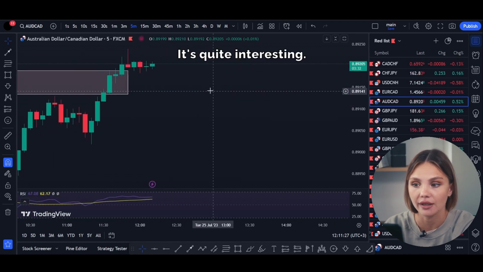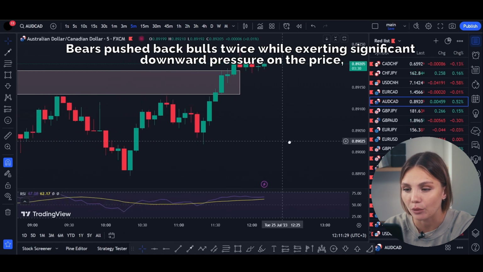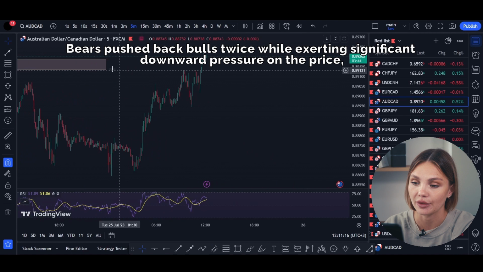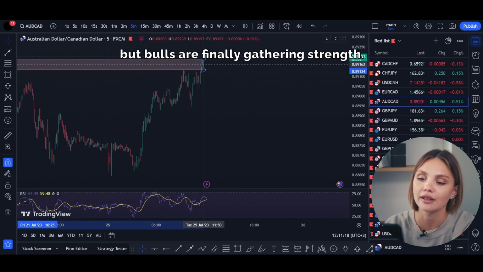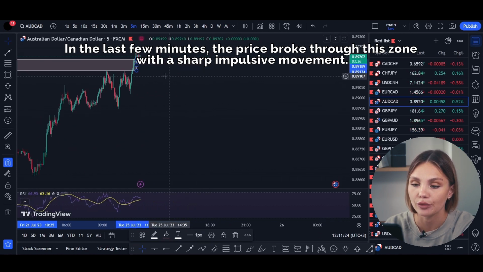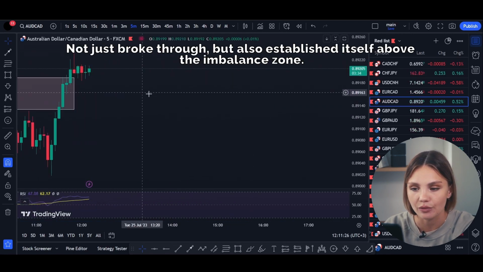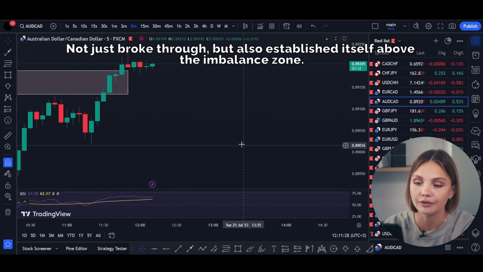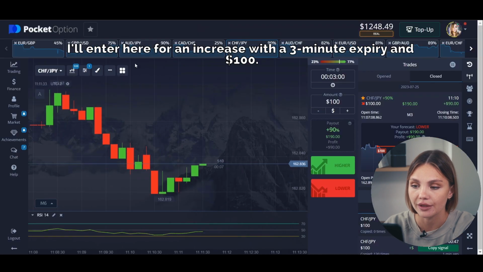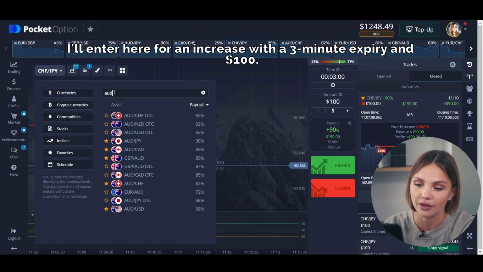It's quite interesting. Bears pushed back bulls twice while exerting significant downward pressure on the price, but bulls are finally gathering strength. In the last few minutes, the price broke through this zone with a sharp, impulsive movement. Not just broke through, but also established itself above the imbalance zone. I'll enter here for an increase with a 3-minute expiry and $100.